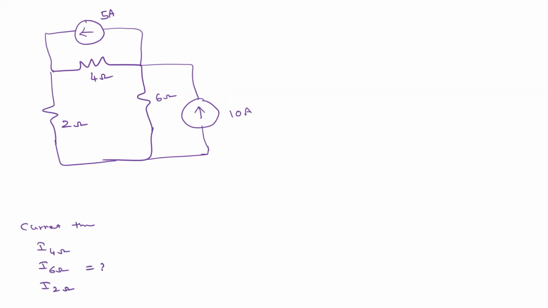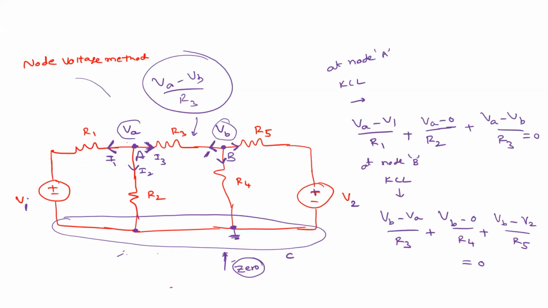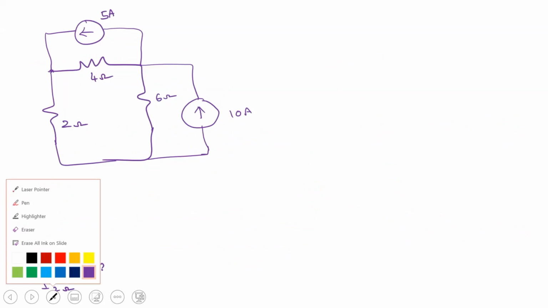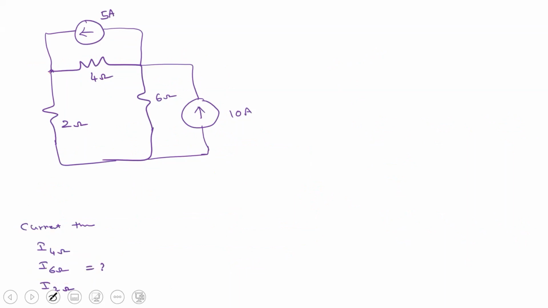Right? What is the first thing? How many nodes are there? Three nodes are there. Three nodes, right?